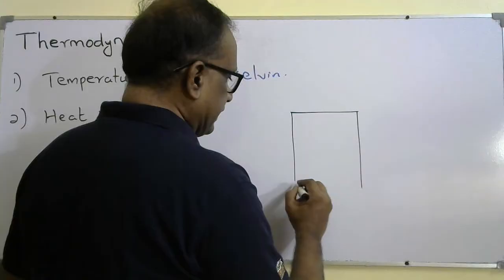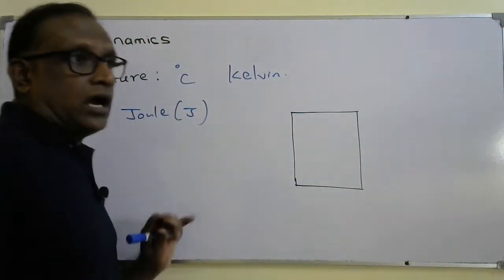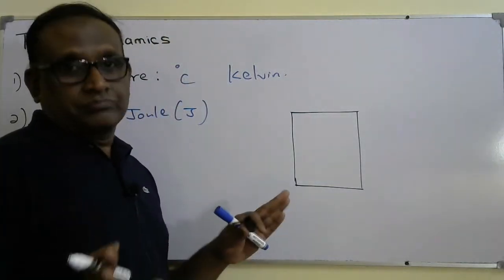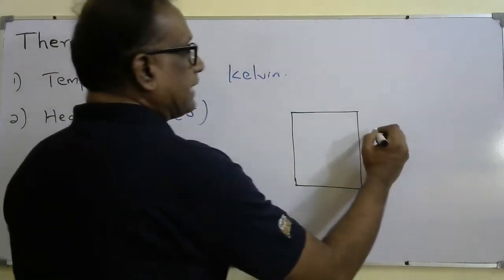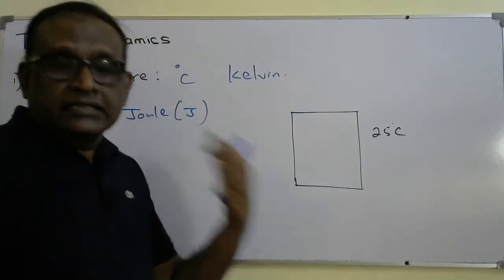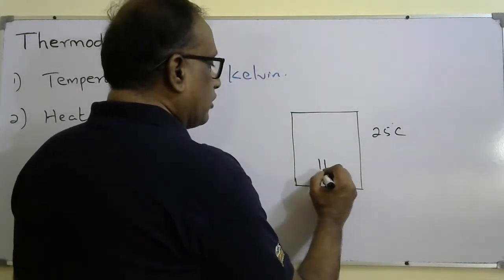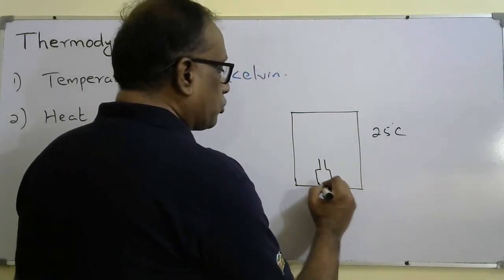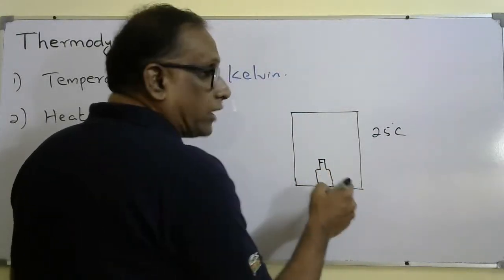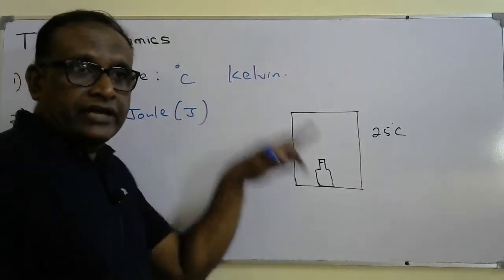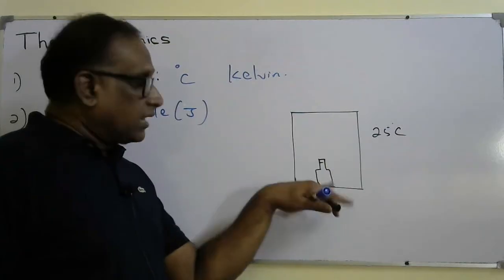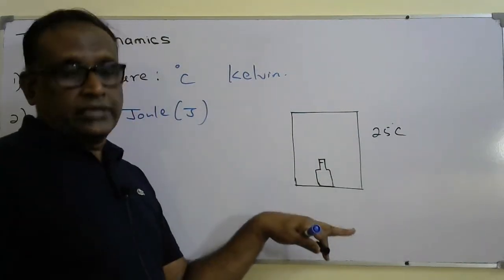Okay, think about a refrigerator. Initially, before you switch it on, the temperature inside and outside is the same, room temperature, maybe 25 degrees Celsius. Now you switch on the refrigerator. Inside, there's a bottle of water that was initially at room temperature, 25 degrees Celsius. When you switch on the refrigerator, the temperature of the water will gradually go down.